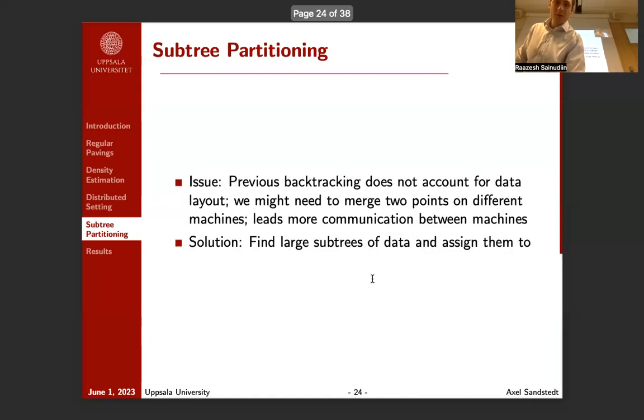Why is communication bad? Yeah, it is just costly. Communication in a network is basically costly. We have to send a lot of data over the network, and it quickly becomes a bottleneck in the algorithm.